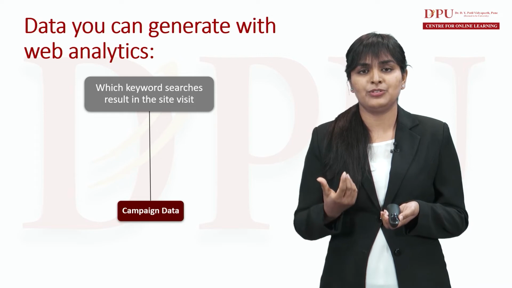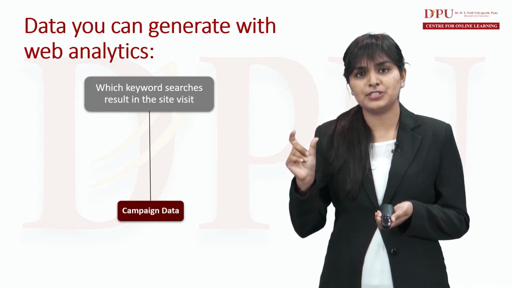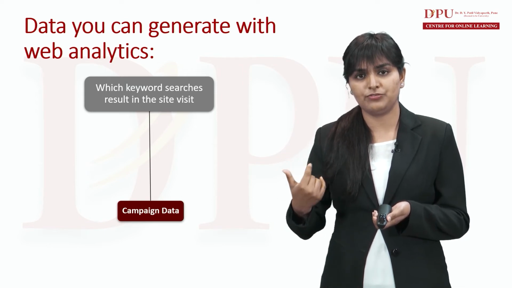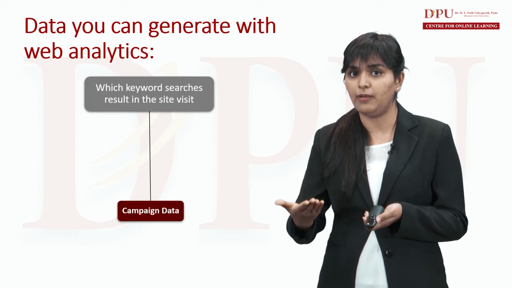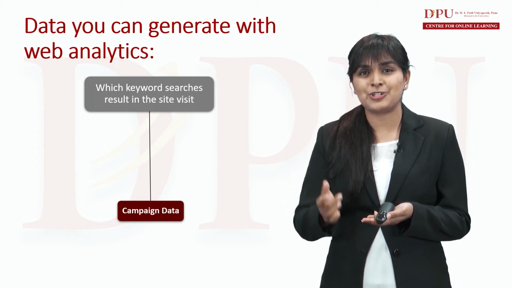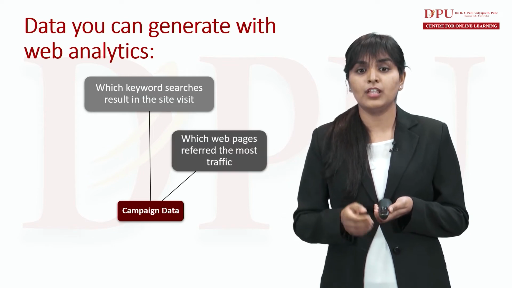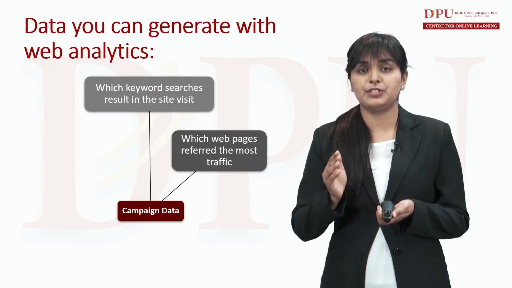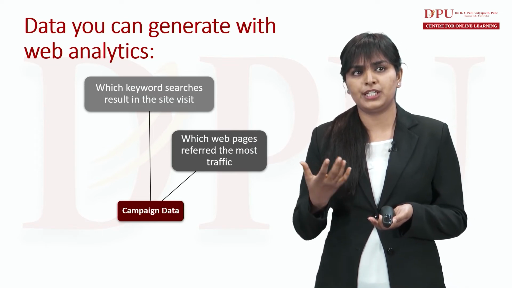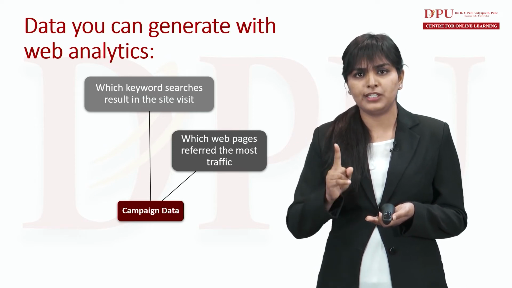Immediately when you study the campaign with the report, you get a section that shows this was the keyword for which there were more searches, and for which our campaign was shown. And not only was the campaign shown, people interacted the most with the help of that particular keyword. Which web pages referred the most traffic? Now understand, when we have a particular website, it is not that we have only one page, right?